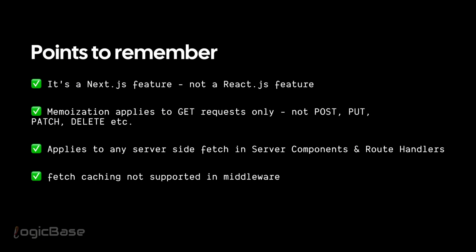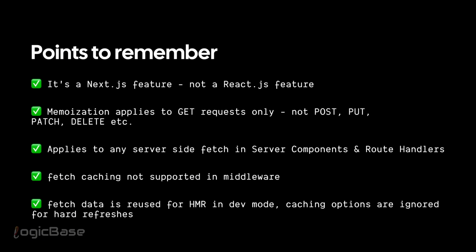And the final point I want to mention, which is very important, is that data cache actually performs differently in dev mode. Many people don't understand this and they end up calling Next.js unpredictable and say a lot of bad things about it. But if you understand this, if you read the Next.js documentation, you will realize that they have done this for your own benefit. In dev mode, data cache is only used for hot module replacement. And if you do a hard reload, it ignores all the fetch options you have set for data cache and always gives you updated data.